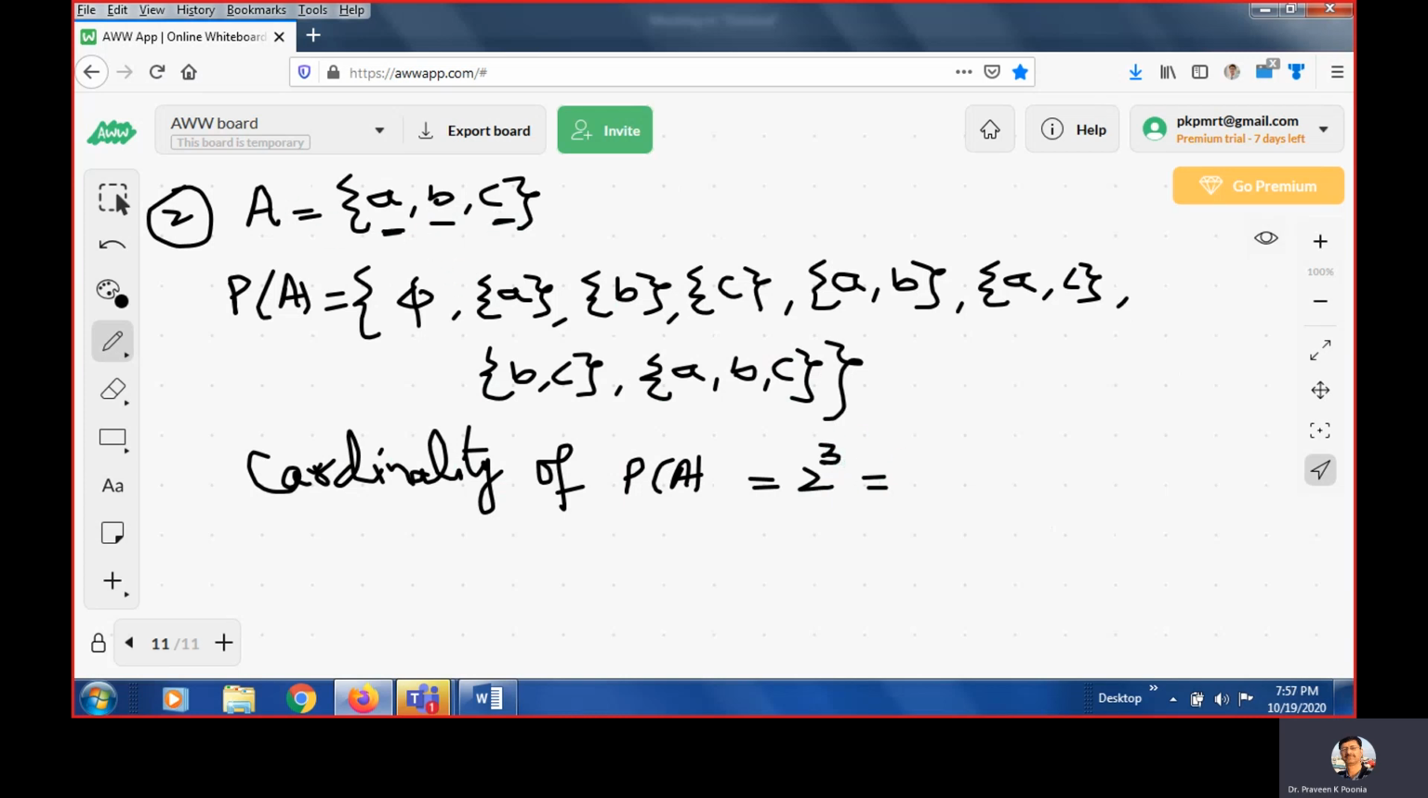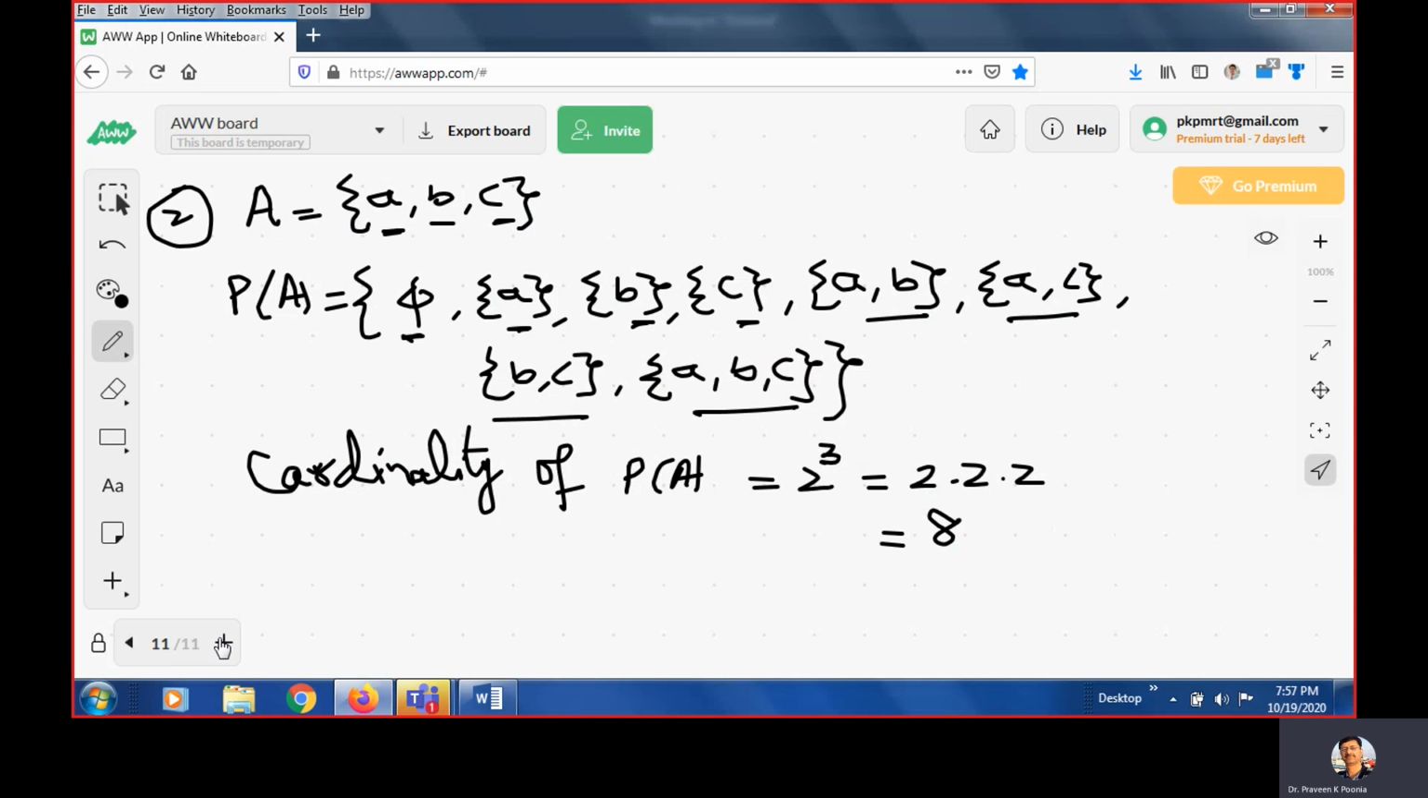What is the cardinality of A? 3. So the cardinality of PA is, you can see, 1, 2, 3, 4, 5, 6, 7, 8. And 2 power 3 is 2 times 2 times 2, and if you multiply these, you will get 8. So in these cases, what are we getting? Using the cardinality, we are able to write the power set.